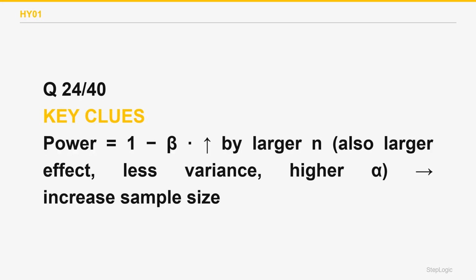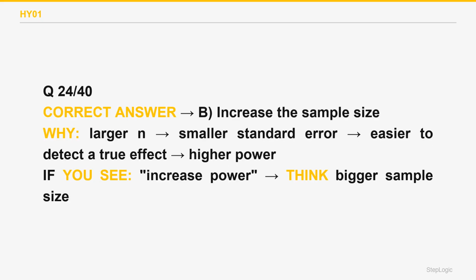Statistical power, the probability of detecting a real effect, rises most reliably by increasing the sample size. A larger N shrinks the standard error, making a true difference easier to distinguish from noise. Power also improves with a larger true effect, less variability, and a higher alpha, but the level investigators actually control is enrolling more subjects. The correct answer is B.